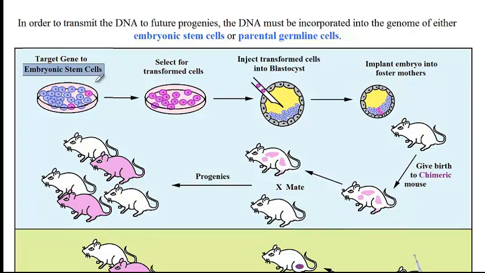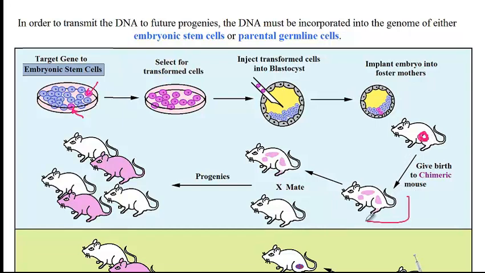So here we have the embryonic stem cells, and we try to target the gene of interest into those embryonic cells. We isolate the ones that have picked up the gene and multiply them, right? So now we have the transformed cells. In the next stage, we will inject the transformed cells into the blastocyst of an embryo, and now we will implant the embryo inside foster mothers. So the mother now has a fetus that some of its cells are carrying the gene of interest.